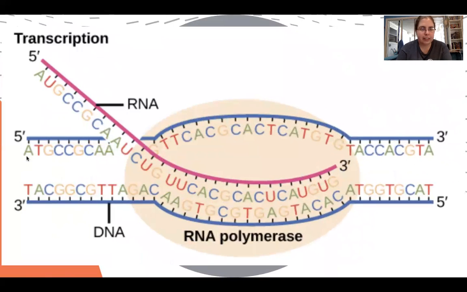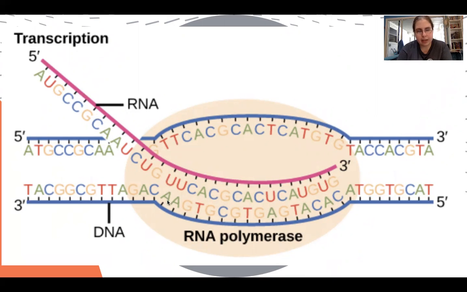That's kind of what we see here. We have the blue on the top and bottom. That is the DNA. It gets unwound and opened up, and then we start building this RNA strand using RNA polymerase. And it's just going to read along the DNA, making complementary bases.